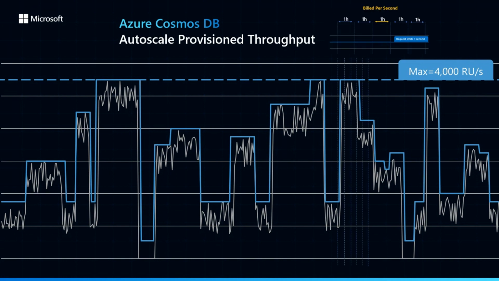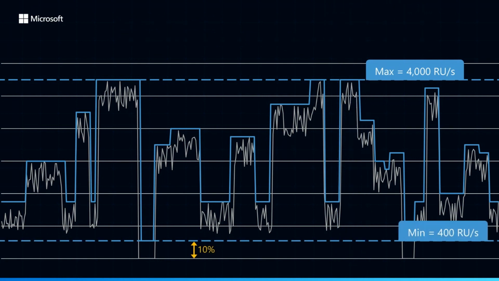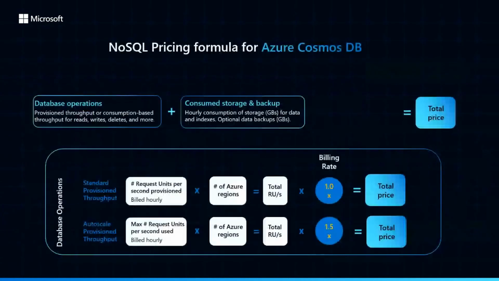Remember, you are billed per hour for the provisioned throughput that you need. Cosmos DB will automatically and instantly adjust the amount you are billed based on the usage that you have between that max that you've set and 10% of it. There's one last aspect to consider, and that's the billing rate. Cosmos DB autoscale provisioned throughput is 50% more expensive than the rate at which you provision standard throughput.